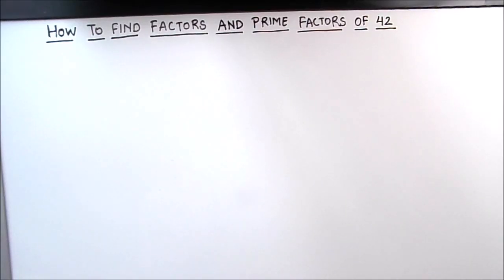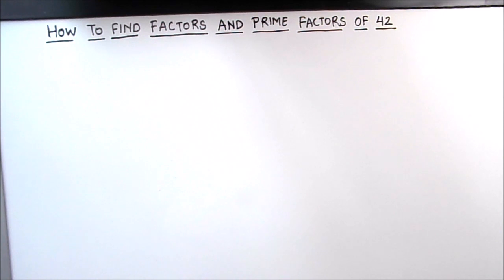Hello everyone, today in this video we will be learning how to find factors and prime factors of number 42. For finding the prime factors we will be using the tree method and will make a factor tree of 42, and for finding the factors there are two methods. One is the multiplication method and the other one is the division method.